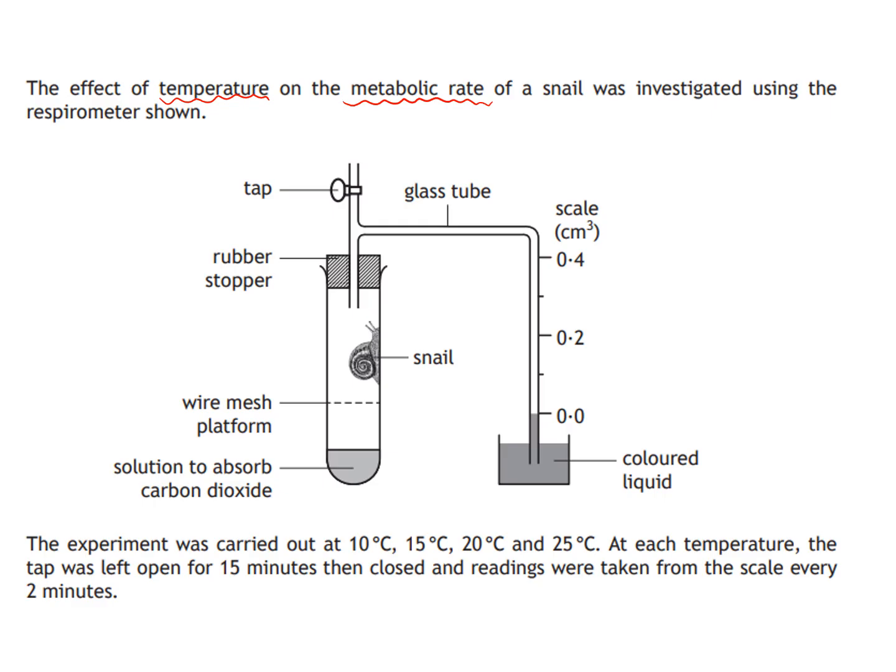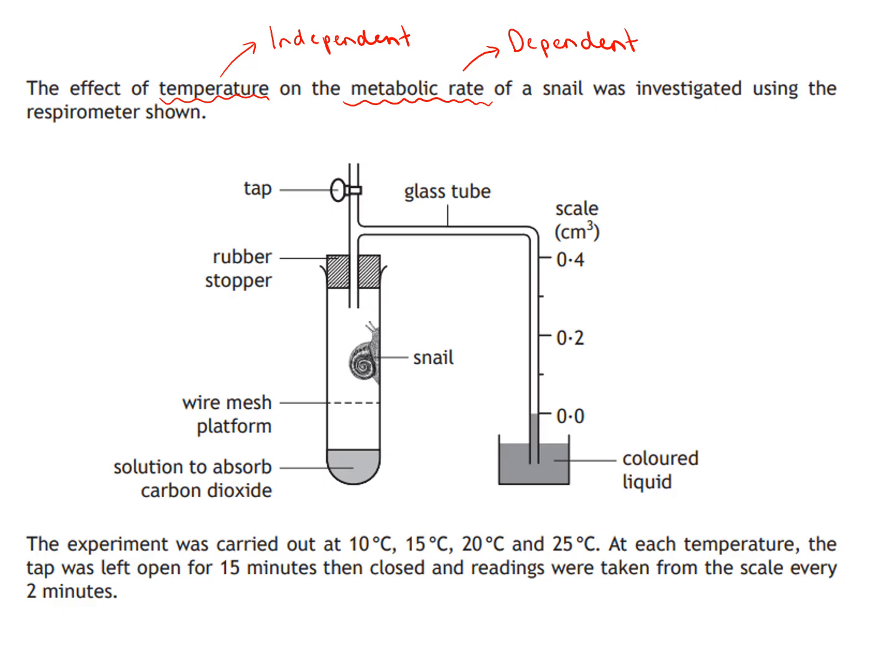So here our independent variable is going to be temperature, because that is the thing that we are changing. We're setting up this respirometer at different temperatures. And our metabolic rate is going to be our dependent variable. That is the thing that we are measuring and comparing.